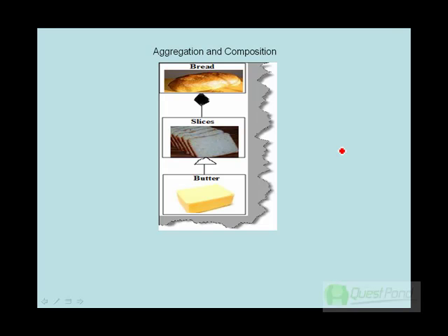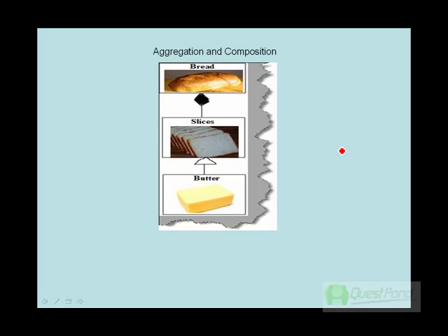The other important relationship between classes are aggregation and composition. What does that mean? You can see in the figure that I have shown a bread, and the bread can be further broken into slices, and we can apply butter on the bread. Now the bread represents the main object, and that main object consists of a lot of slices. The bread doesn't exist without the slices.